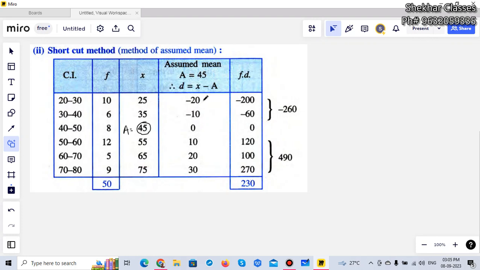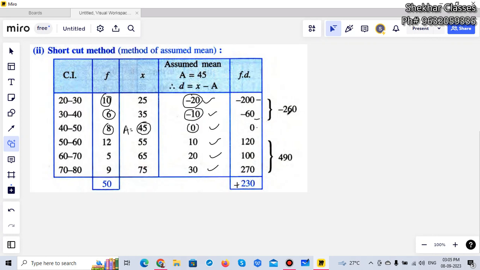We will deviate this x from the assumed mean. 25 minus 45 is minus 20. 35 minus 45 is minus 10. 45 minus 45 is 0. 55 minus 45 is 10. Then 20, then 30. Now we will multiply this with the frequency: minus 200. Multiply 6 with minus 10, it becomes minus 60. 8 with 0, 0 here. 12 into 10, 120. 5 with 20, 100. 9 into 30 is 270. Add them up, you'll get 230, which is a positive one here.